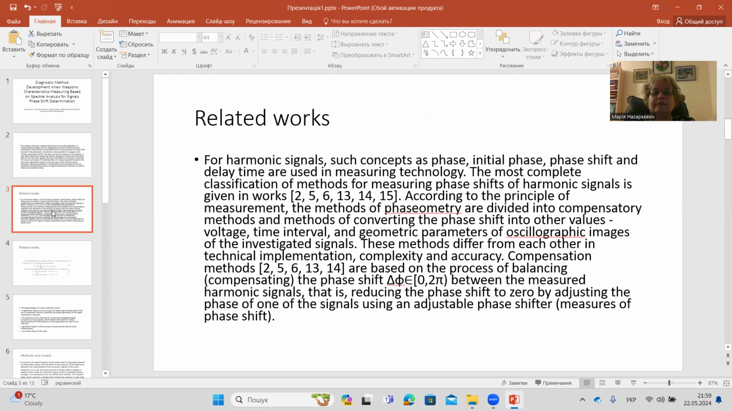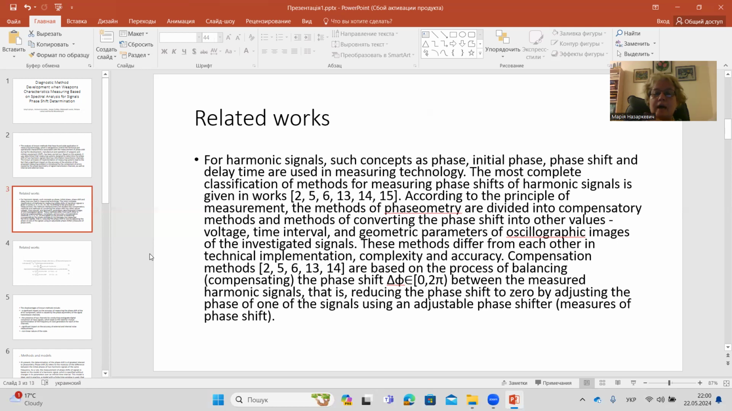The most complete classification of methods for measuring phase shift of harmonic signals is given in the work. According to the principle of measuring, the methods of phasometry are divided into compensatory methods and methods of converting the phase shift into the values of voltage, time interval, and geometric parameters of oscillographic images of the investigated signal. These methods differ from each other in technical implementation, complexity, and accuracy.